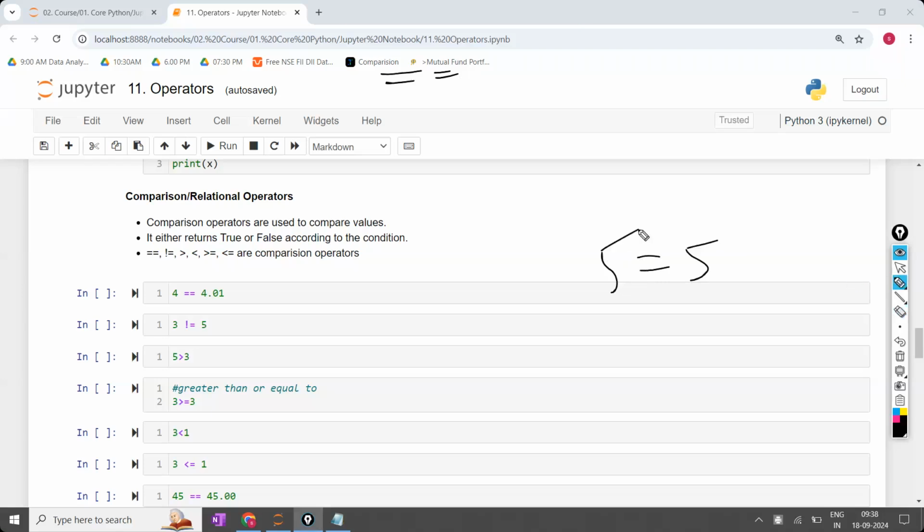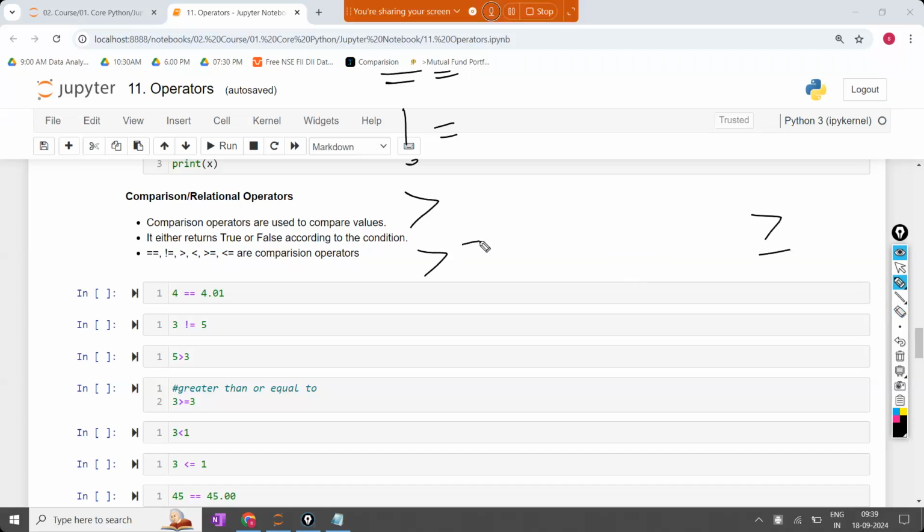Is the point clear? So double equal to is called the comparison operator. Then equal to, not equal to, greater than or equal to, less than or equal to. Generally in math we write greater than or equal to with a single symbol, but in Python we have to write it as two characters because that symbol is not available on the keyboard. So these are all called comparison operators. Comparison operators compare two things.